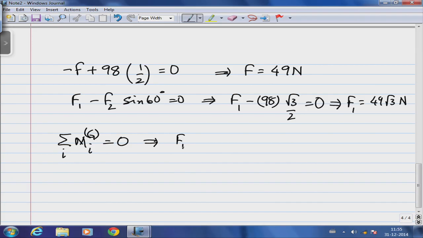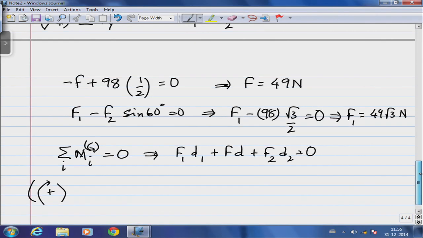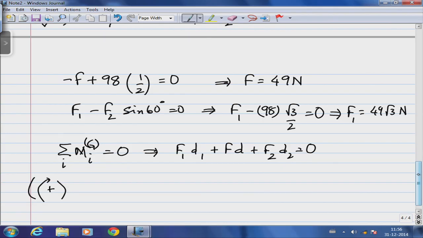which implies F1 d1 plus F times d plus F2 times d2 equal to 0. This is in a slightly generalized way. I am going to use the specific notation. Now, I am going to take clockwise positive, this is my sign convention. It does not matter what sign convention you use, as long as you remain consistent. So, right now I am going to assume that all clockwise moments are positive.